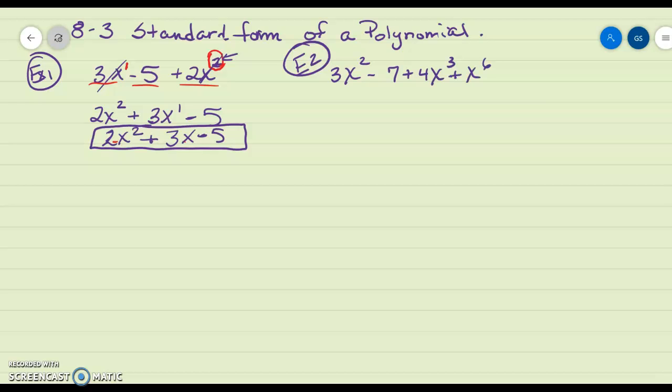Okay, so how many terms are there? 1, 2, 3, 4. Okay, 4 terms. So that means when we rewrite this, we still have to have 4 terms.